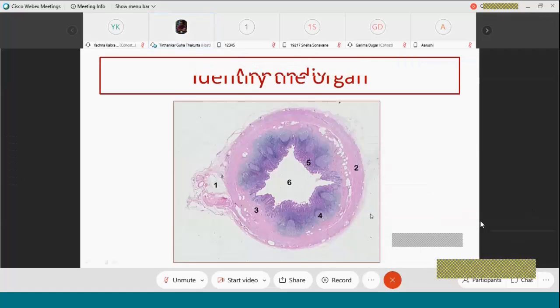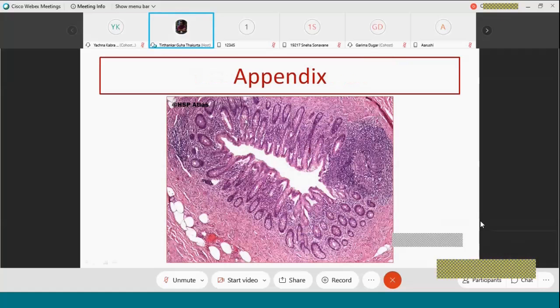So this is the appendix. At a greater magnification, you can actually see the large intestine-like glands showing crypts. Lymphoid follicles are very prominent here. There are many submucous glands. You can also see the adipose tissue here prominently with blood vessels around it and smooth muscle layer.